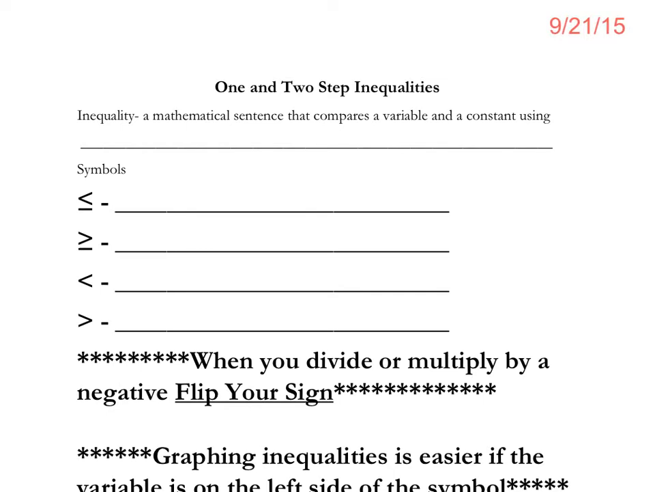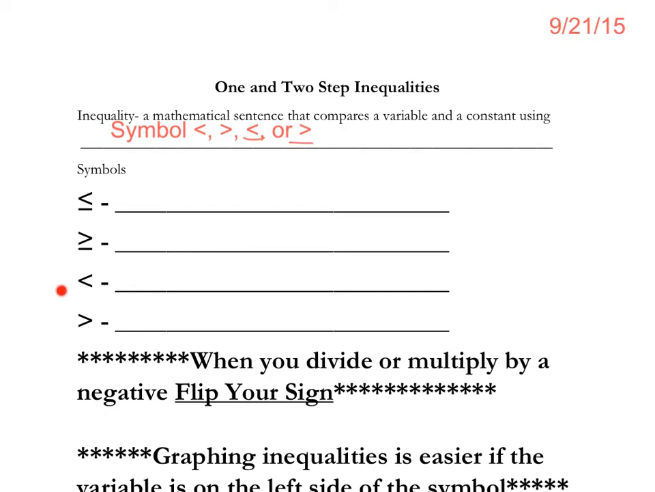Okay, so it says an inequality is a mathematical sentence that compares a variable and a constant using a symbol, all right? Now, the symbols that we're talking about are your greater than, your less than or equal to, or your greater than or equal to. Okay, so here's our symbols here. We've got the less than symbol, the greater than symbol, the less than or equal to symbol, or the greater than or equal to symbol.